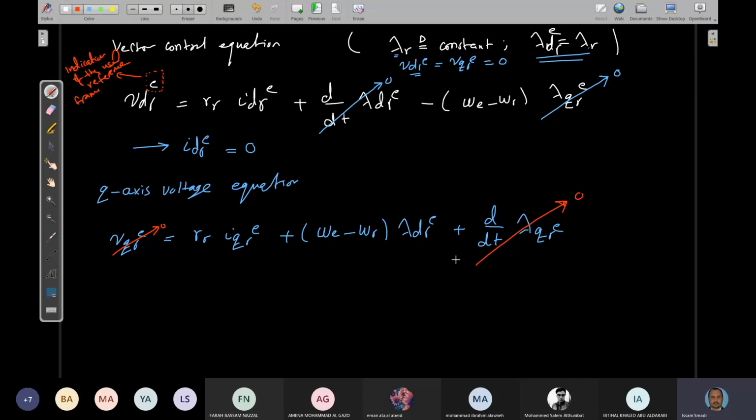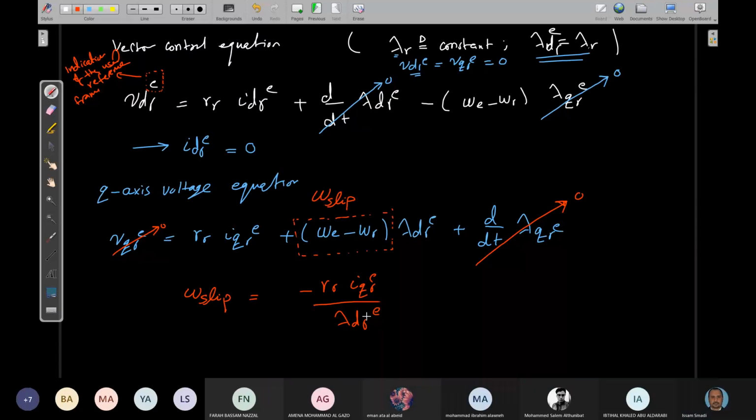So now, simply, I can find a relation between the relative speed or the slip speed, let's say. This actually is omega slip, the slip speed. So I can find a relation: omega slip will equal to minus RR IQRE over lambda DRE. Yes? Good? Until here? Yes. Good.